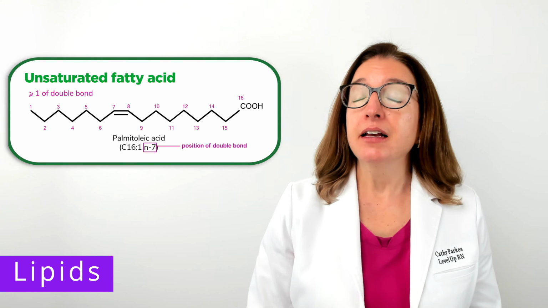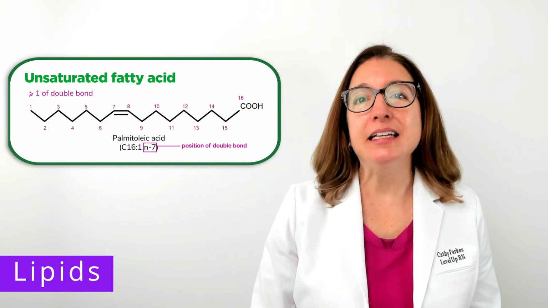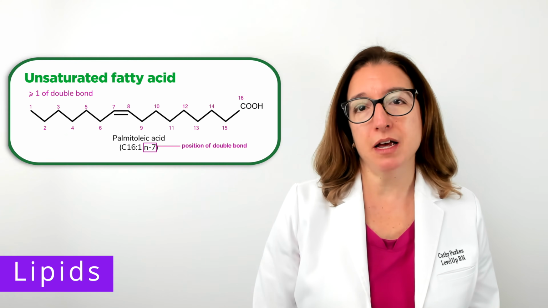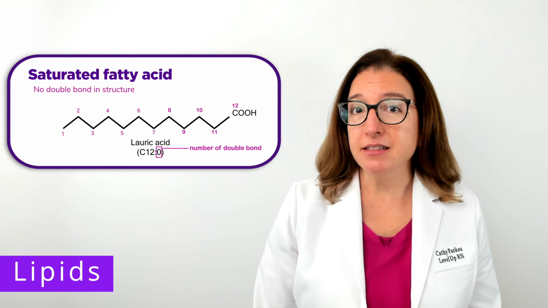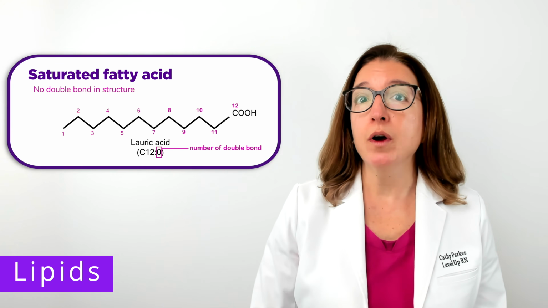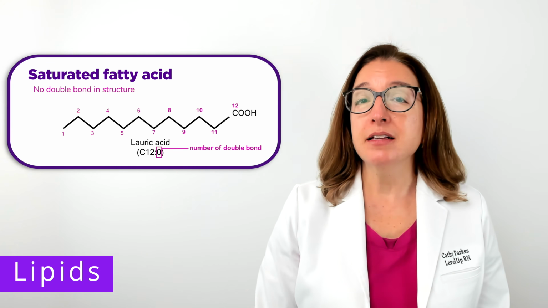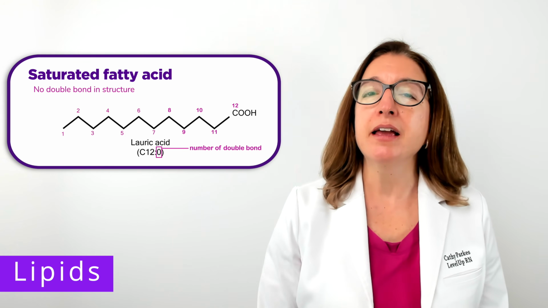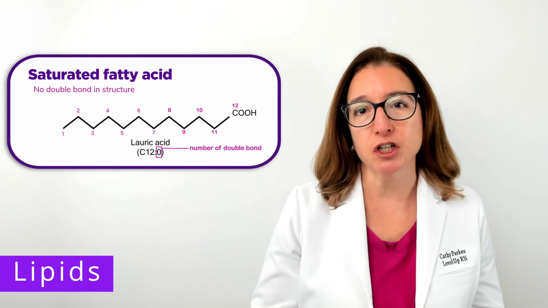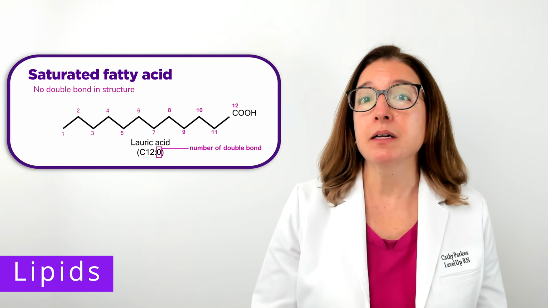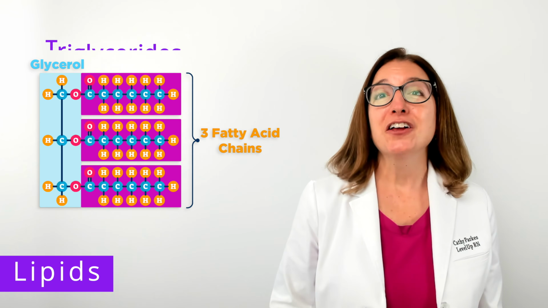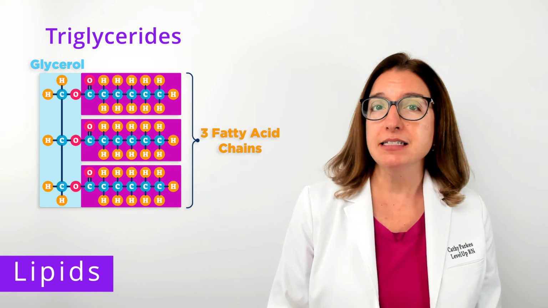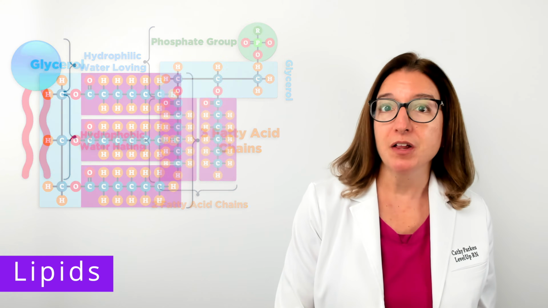Unsaturated fatty acids contain hydrocarbon chains with at least 1 double bond. Unsaturated fatty acids are typically liquid at room temperature. Saturated fatty acids contain hydrocarbon chains with all single bonds. Because these types of fatty acids contain the maximum number of hydrogen atoms, they are considered saturated with hydrogen. Saturated fatty acids are typically solid at room temperature. Triglycerides are another type of lipid. They are composed of 3 fatty acids linked to a glycerol molecule.